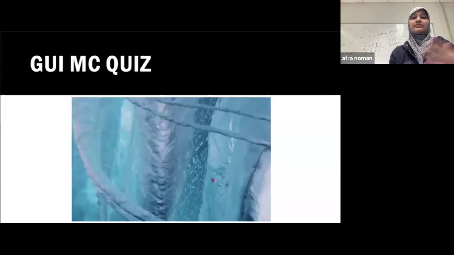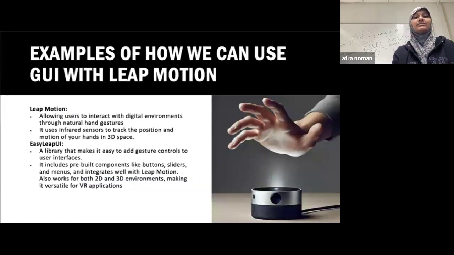And so before we get into what you will be delivering, we'll talk about how this is going to help with our class project. We will talk about how we can use a GUI with Leap Motion. Firstly, we will need to understand the Leap Motion. What is Leap Motion? Leap Motion is a hand tracking device that allows the user to interact with the digital environment via natural hand gestures. It will use sensors to track the hand movement and position of the hands in 3D environments.